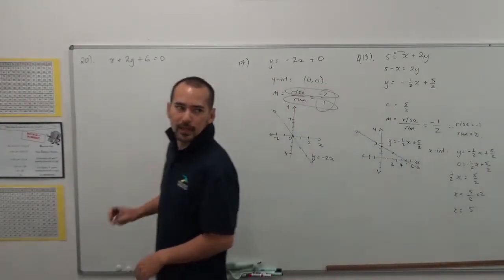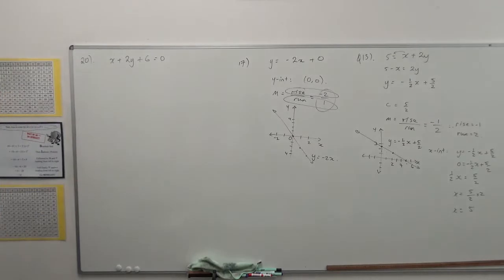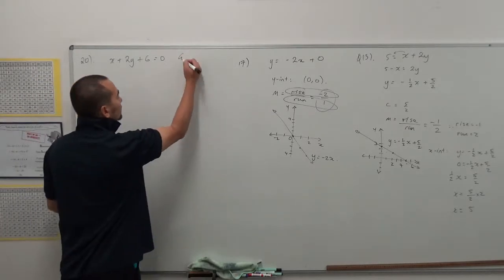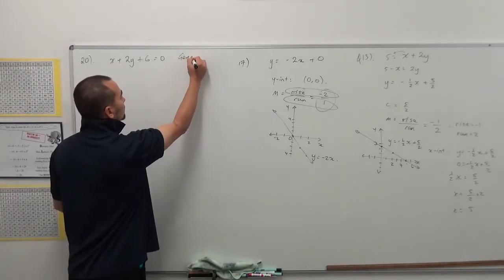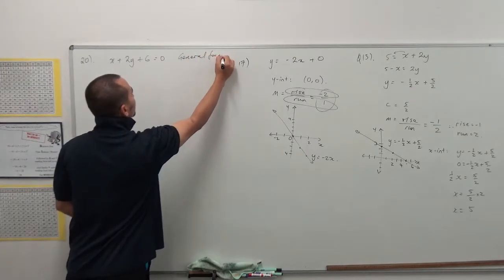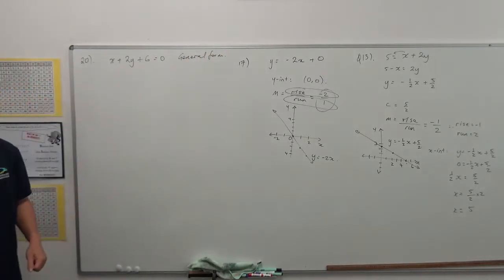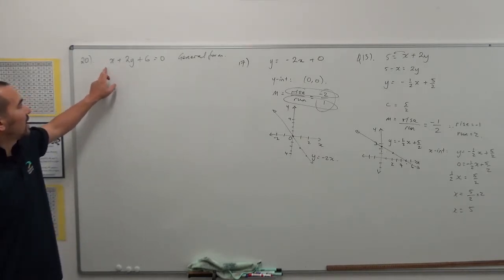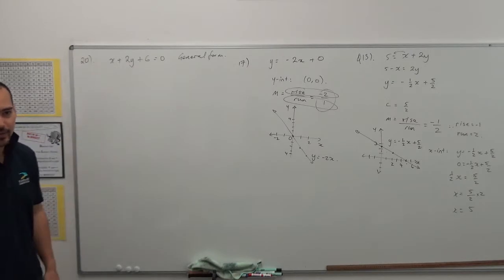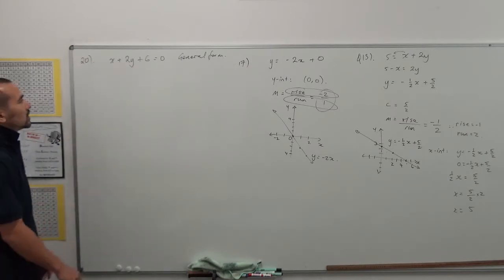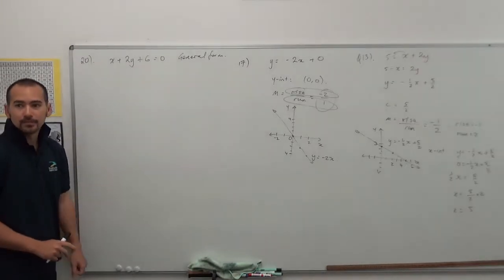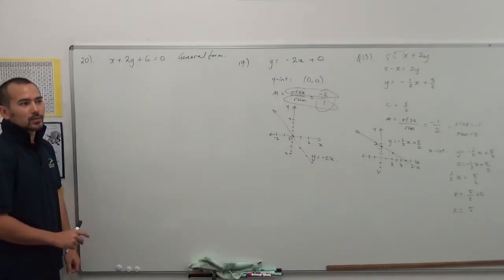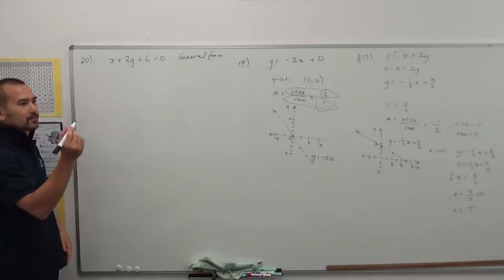Okay, question 20. This is not in standard form. Who knows what form this is called? This is general form. Okay, it's in alphabetical order, and they compensate for the half x by doubling it. Okay, if you understood what that meant. All right, so we need it in standard form, and so we need to rearrange to make y the subject. Who can help me?